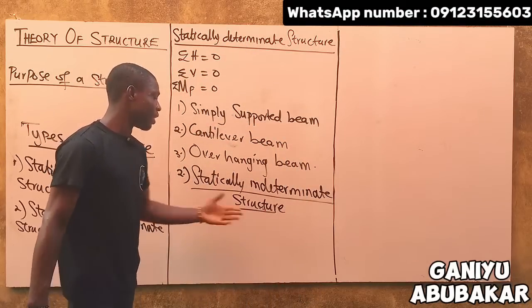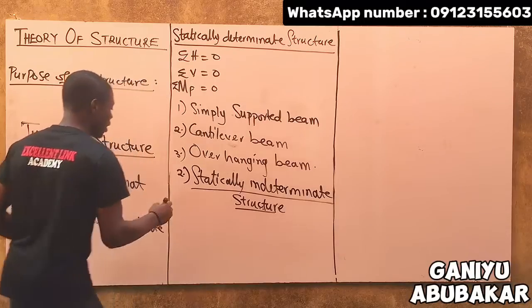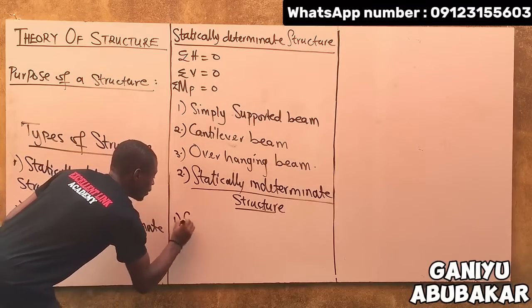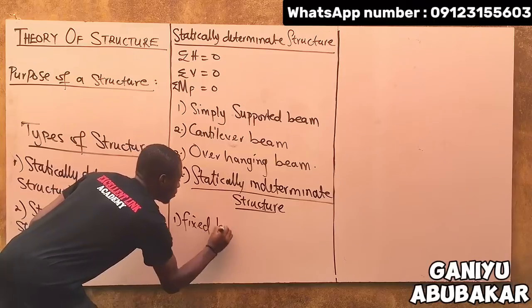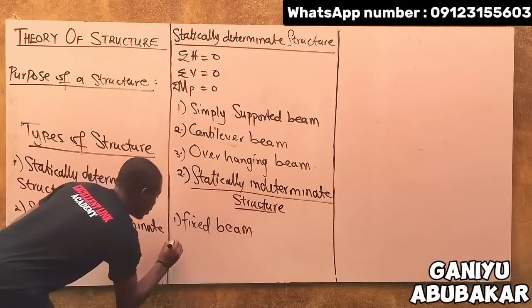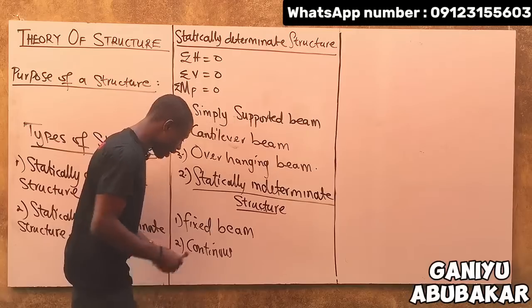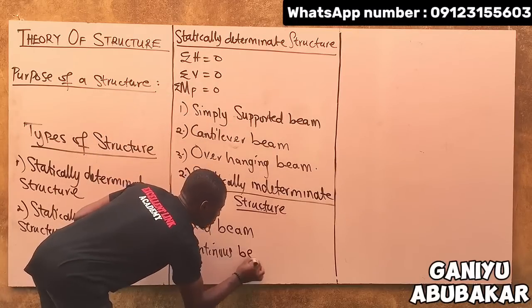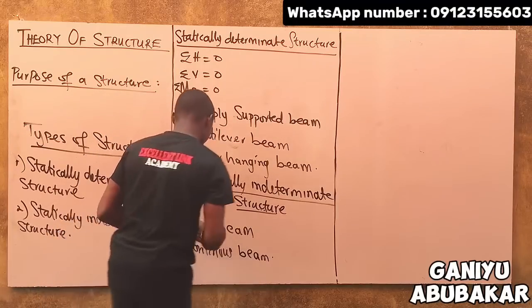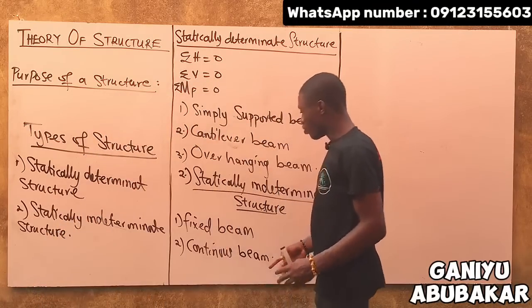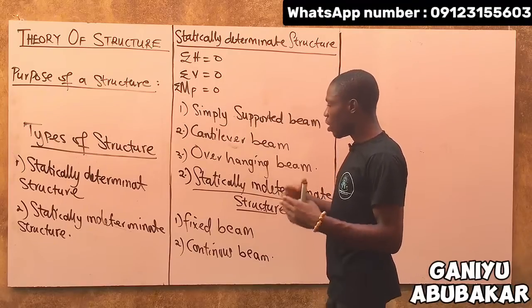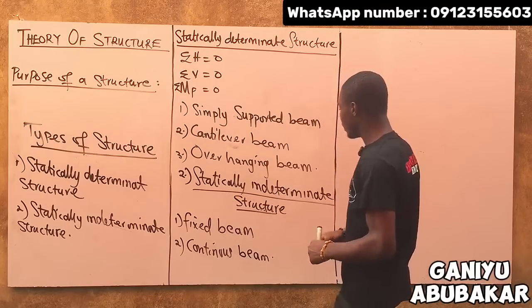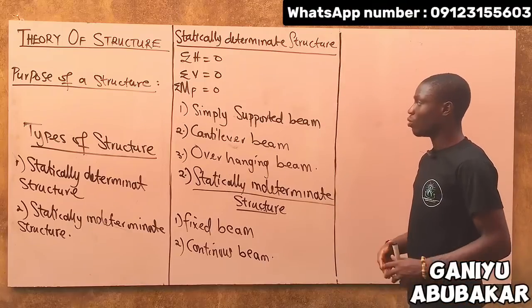So the beams that actually work for this are, number one, fixed beam, and number two, continuous beam. These are like the two types of beam that actually suit or perhaps agree with statically indeterminate structures, right?